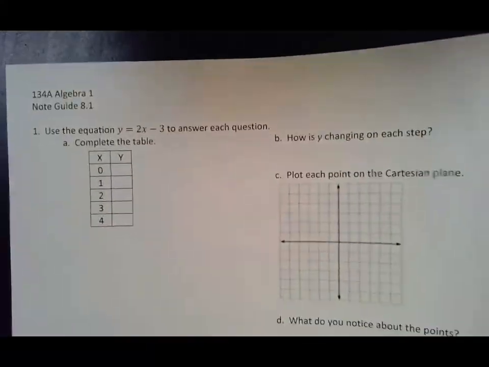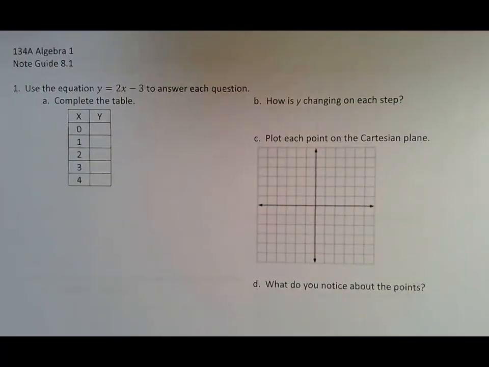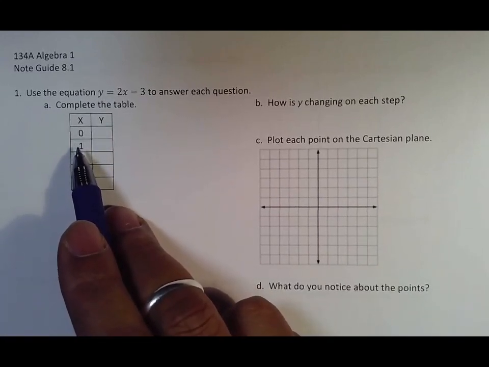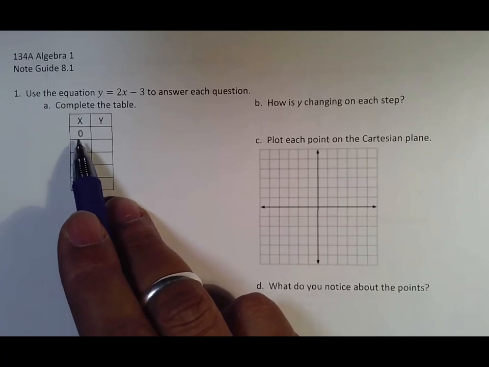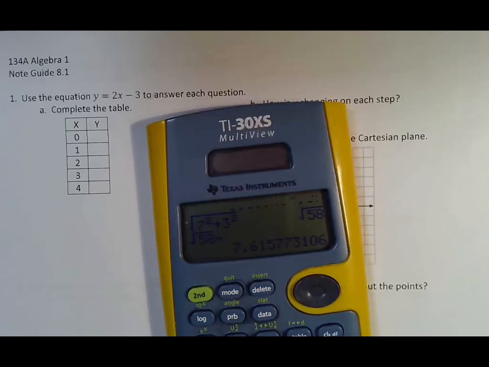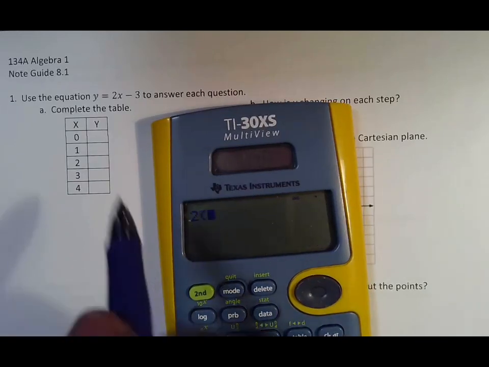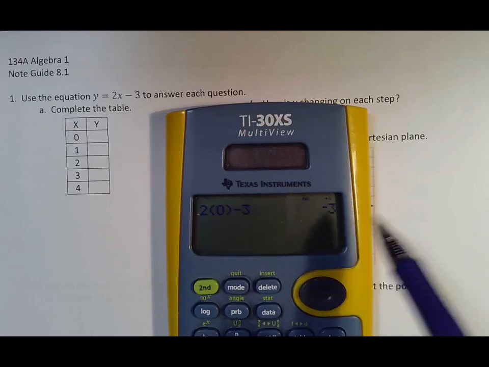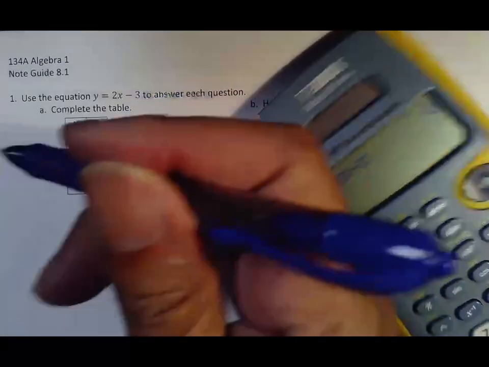So the note guide that we had in class, and you can see it on your PDF section if you want it, is: use the equation y equals 2x minus 3 to answer each question. So again, what we're going to do is complete the table. I'm giving you the value for x, and I want you to figure out the value that goes for y. So if we plug in 0, again, if you need to use a calculator, fine, just plug in 2 parentheses, because remember we plug in using parentheses, 0, minus 3, which gives us the answer of -3.